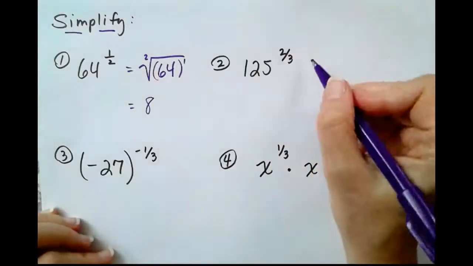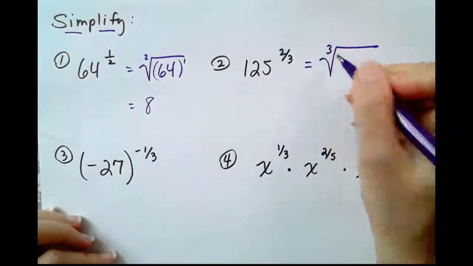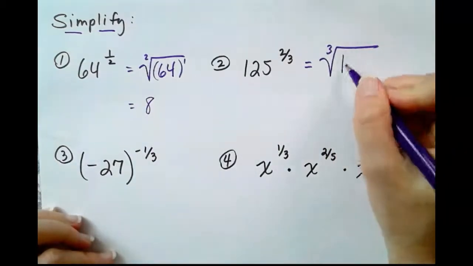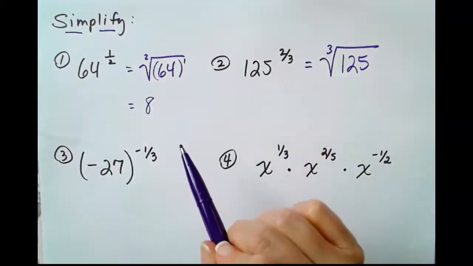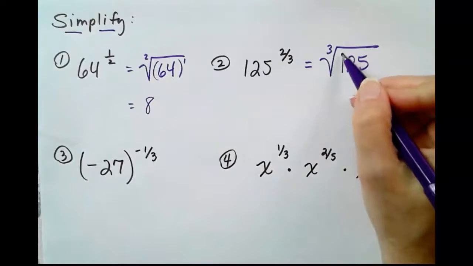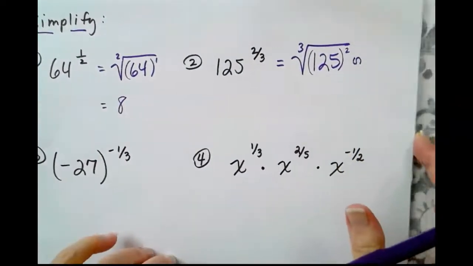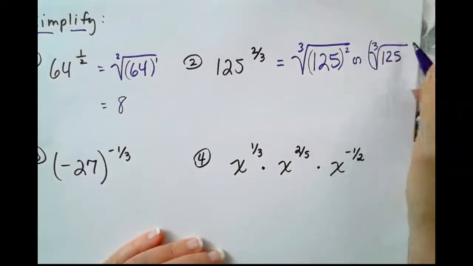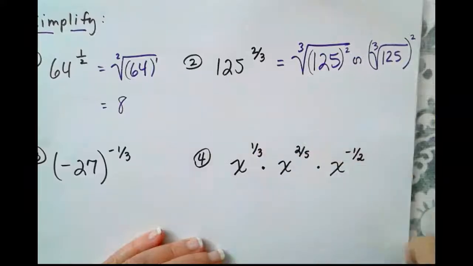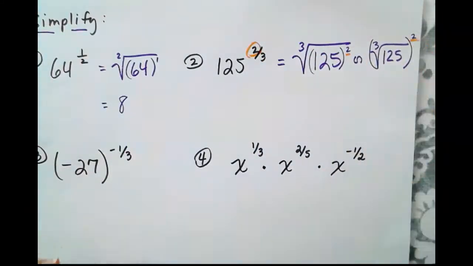125 to the 2/3. So the denominator of the fractional exponent is the index of the radical. So please check this out. There are two different ways that I can write this. I can write this as the cube root of 125 squared, or I can rewrite this as the cube root of 125, the quantity squared. This particular 2 can go under the radical or outside the radical. It doesn't matter. They both mean the same thing.